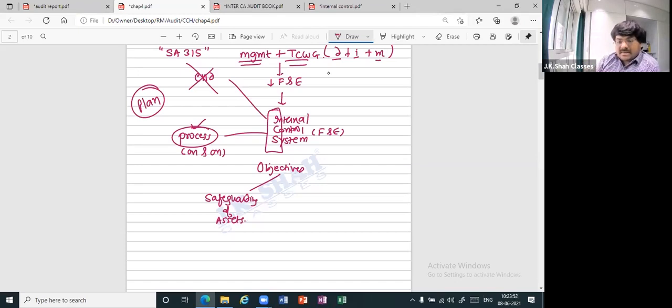For a simple example, there is stock in the godown. Now say there is no control. There is no CCTV camera. There is no storekeeper. There is nothing. Then it is an open invitation. I will come, I will take some stock and I will run away.